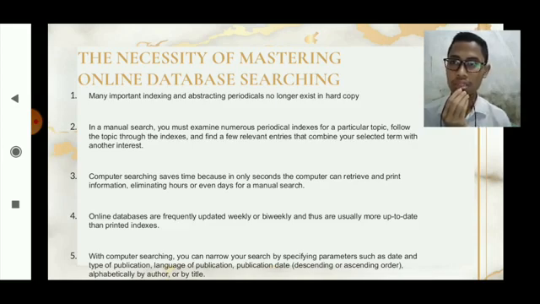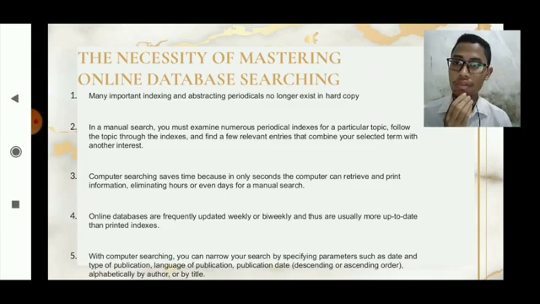Reason number two is in a manual search you must examine numerous periodical indexes for particular topics, follow the topics through the index, and find a few relevant entries that combine your selected term with another interest. Number three, computer searching saves time because it takes only seconds for the computer to retrieve and print information, eliminating hours or even days of manual search.